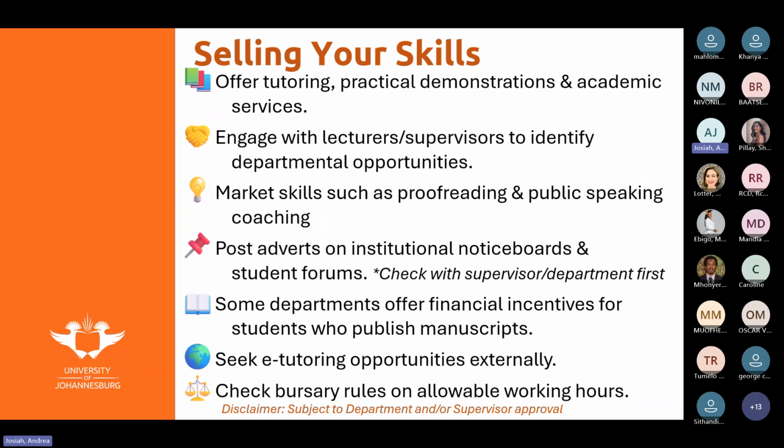Also, you can explore or seek e-tutoring opportunities externally. And you need to check your bursary rules on allowable working hours, because remember that the opportunities or options that you are exploring for additional income shouldn't hamper your academic progress.